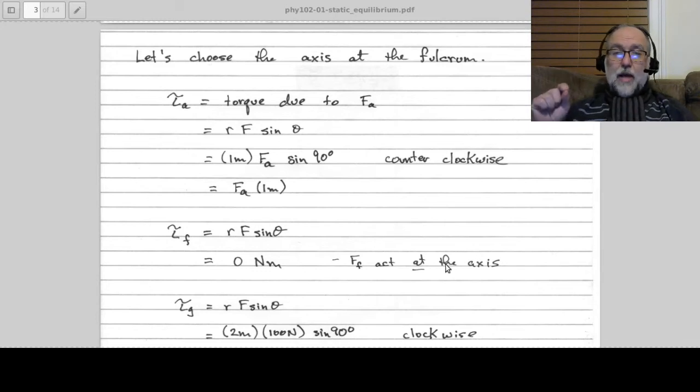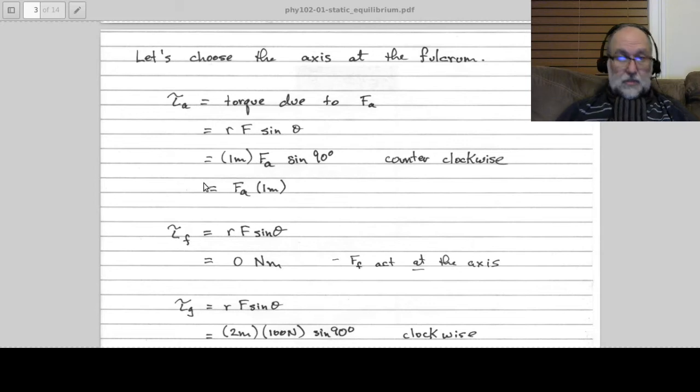That gives you a clue as to how to choose where you're going to put this axis, because you can put it anywhere. Why not put it at the point where it's causing you the most problems, where you have a lot of unknown forces? The point that has the most unknown forces, that's where you put that axis, because then the torques due to all those unknown forces is 0. Even though you don't know the forces, you do know the torque due to those forces, which is going to be 0, and that makes life a lot easier. So the torque due to the fulcrum with this choice is going to be 0 Newton meters.